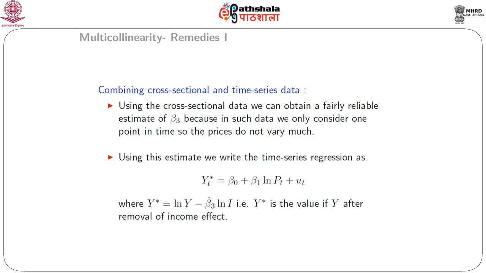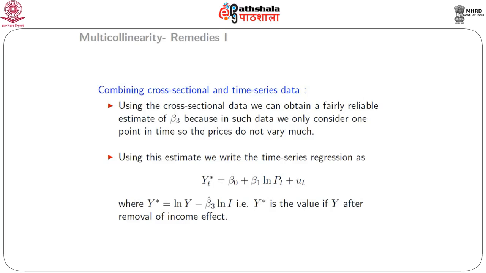Using this estimate, we can write the time series regression model that we have seen earlier again in the new form y_t star equals beta naught plus beta 1 ln p_t plus u_t, where the response variable is now y_t star given by ln y minus beta 3 hat ln i_t. That is, y_t star is the value of y after removal of the income effect.